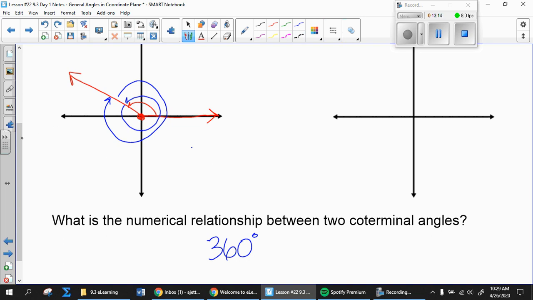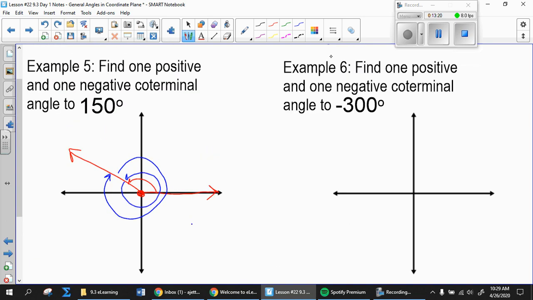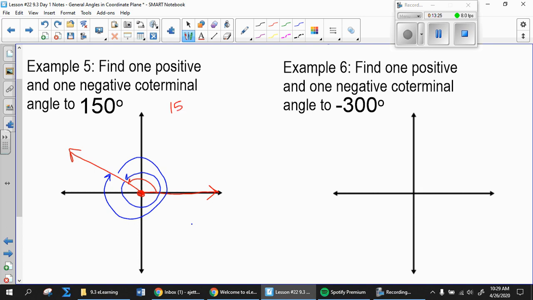And so what we're going to do is add or subtract this full circle to create coterminal angles. I'm going to take this 150 degrees that we have, and if we add 360 to it, that gives me this 510-degree angle. 510 is coterminal to 150, because if I take 150 and add a full circle, 360, it's going to bring me right back to the same spot.